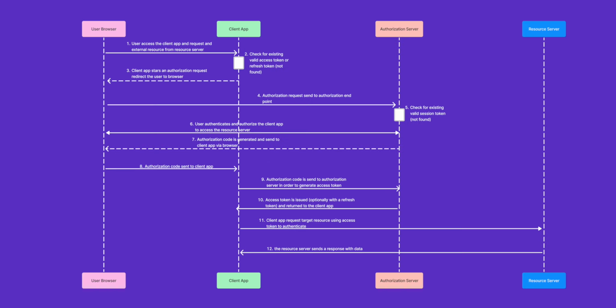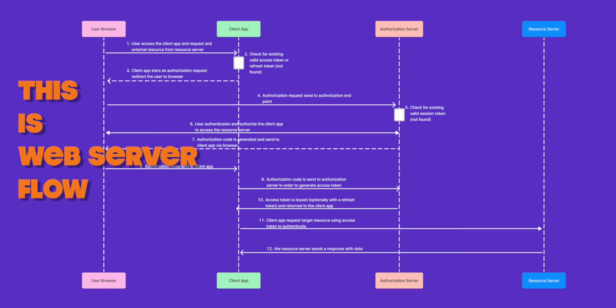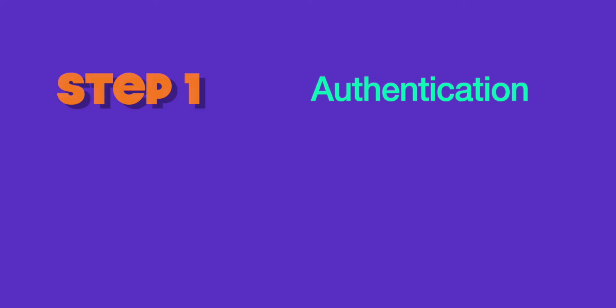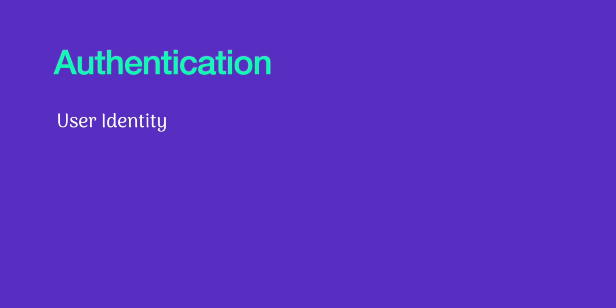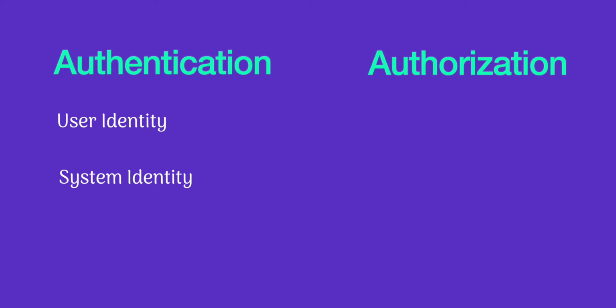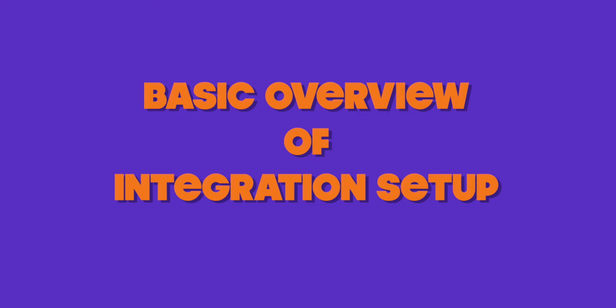This whole process is called an OAuth flow. There are different types of OAuth flows, but primarily the concept remains the same. The first step is the authentication and the second is authorization. Authentication validates your identity or the system identity, and authorization validates the access for that particular identity to a particular resource. So this is the basic concept of integration connection setup.